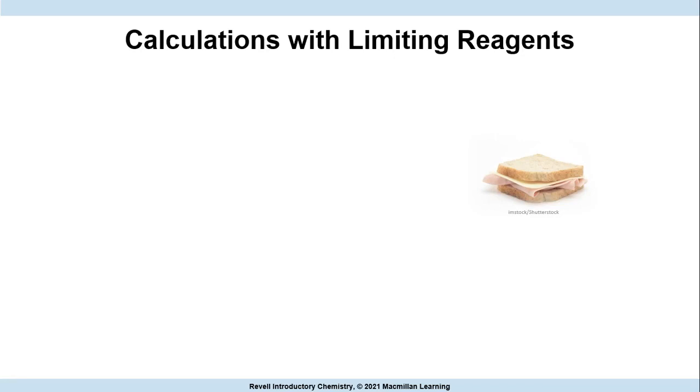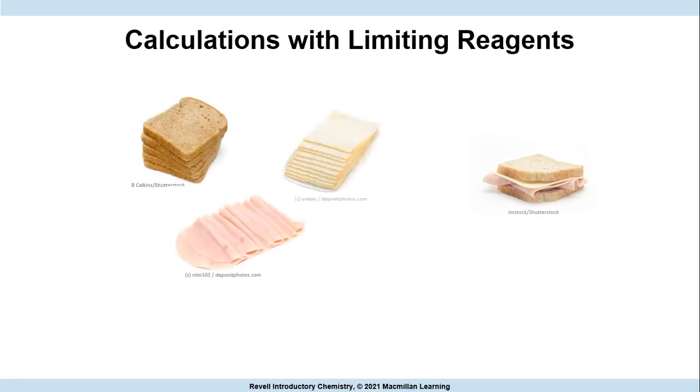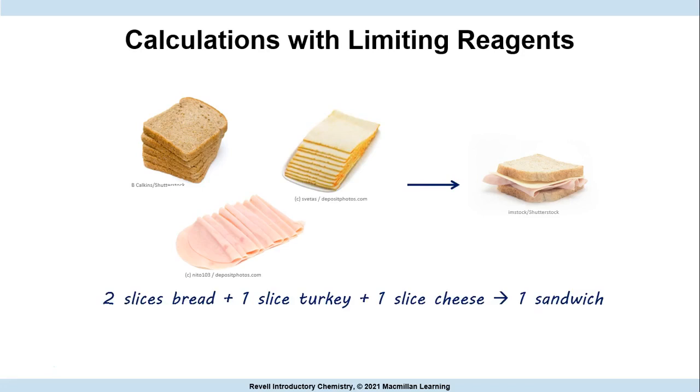We want to prepare a sandwich. And for us to prepare our sandwich, we need 2 slices of bread. We need 1 slice of turkey. We need 1 slice of cheese. So that is what makes a sandwich. So here, our sandwich consists of 2 slices of bread, 1 slice of cheese, and 1 slice of turkey. So that is what you need to prepare one sandwich.